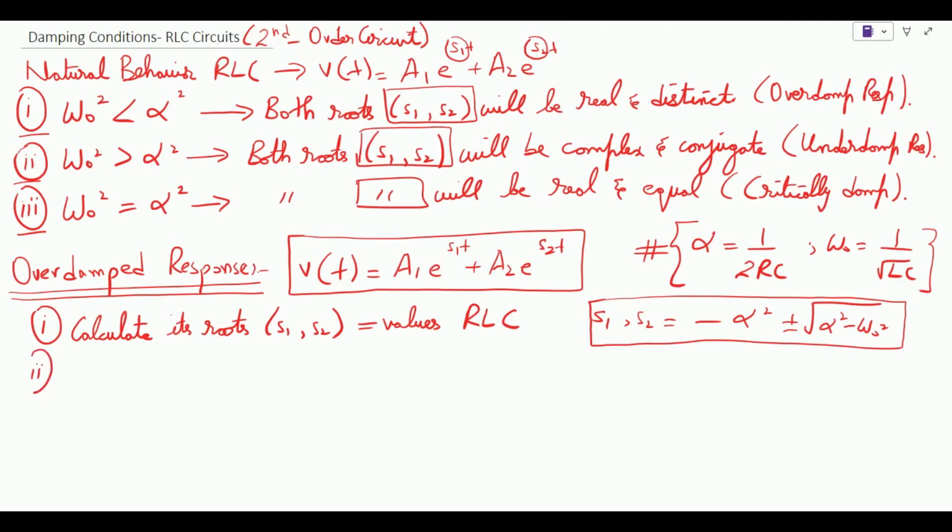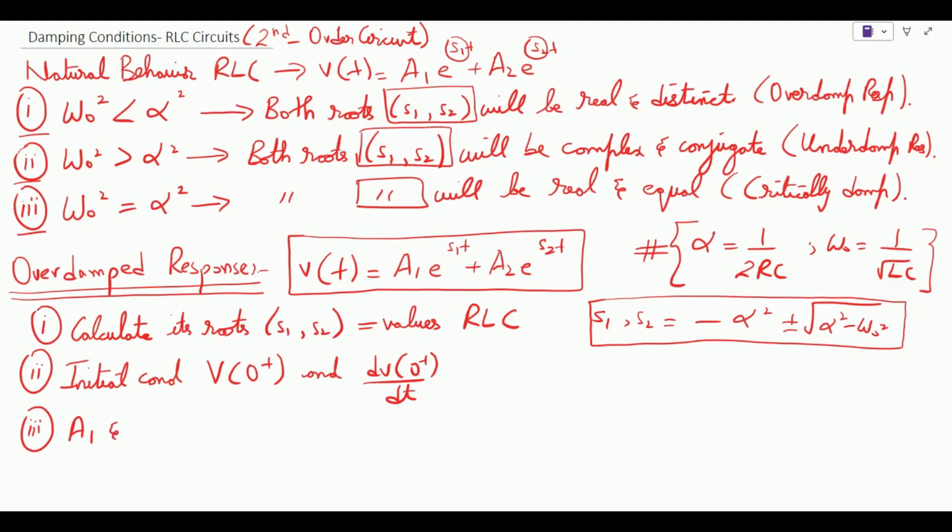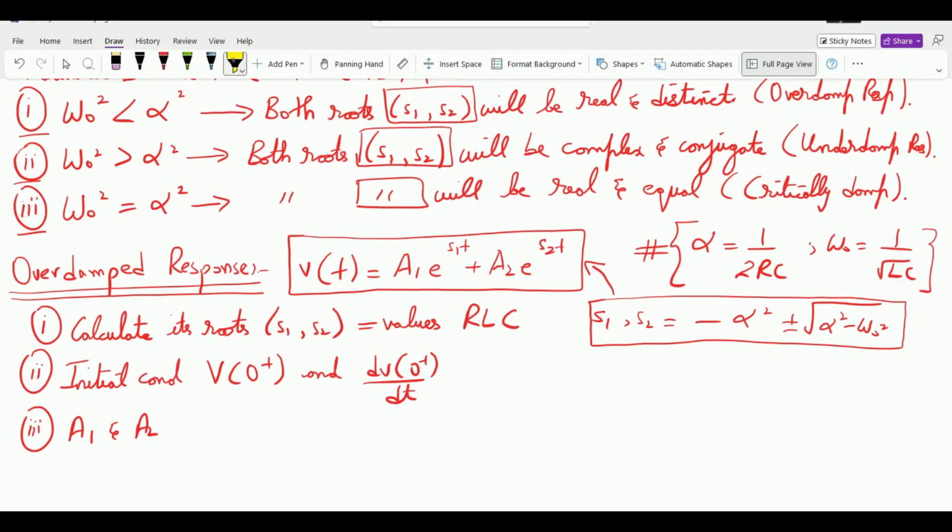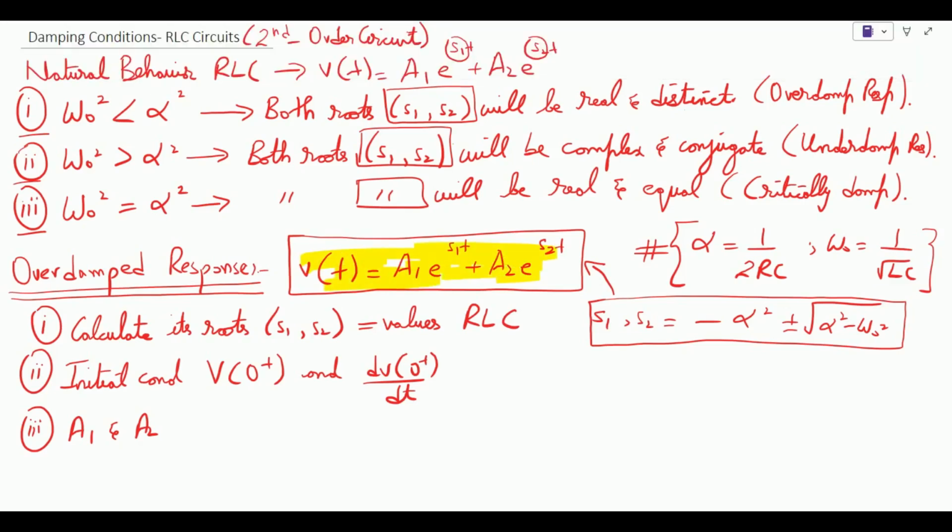In the second step, we need to find the initial condition, where in case of voltage the initial condition will be V0 plus, and we can also find the derivative of this initial condition, which will be dV by dt. Then in the third step, we need to find the constants A1 and A2, so that once we have A1 and A2 and the roots, we can put all these values into the basic equation for the voltage, which is shown over here. So this is the equation for the overdamped response.